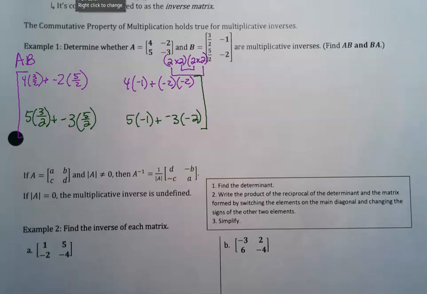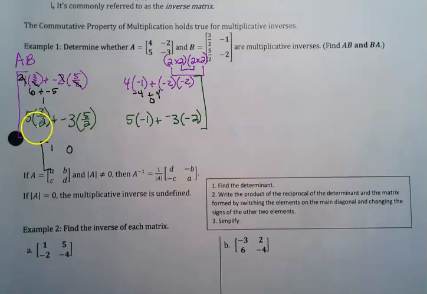So if we're looking here, 4 times 3/2, the 4 would cancel and become a 2. 2 times 3 is 6, plus the 2 would cancel, so we would have -5. 6 plus -5 is 1. So I have 1. 4 times -1 is -4, plus -2 times -2 is +4. -4 plus 4 is 0. So I have 1 and then 0 in this spot.